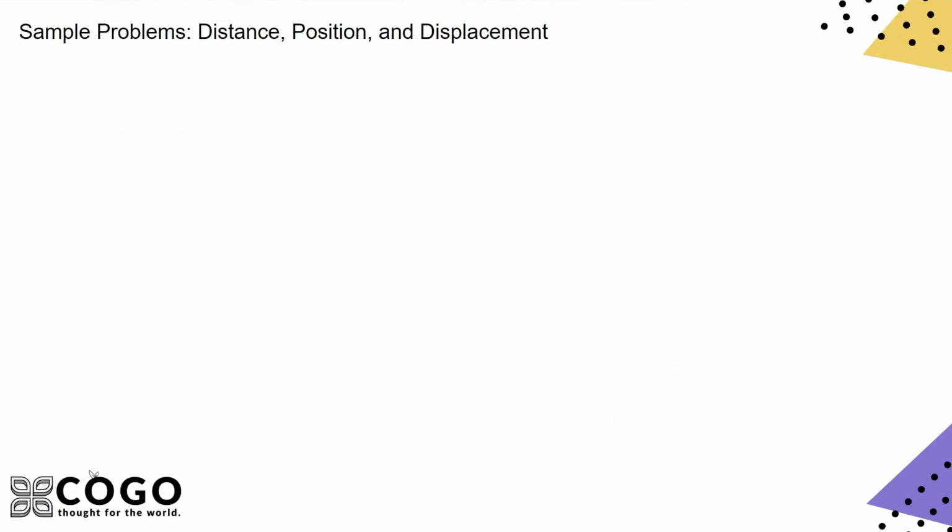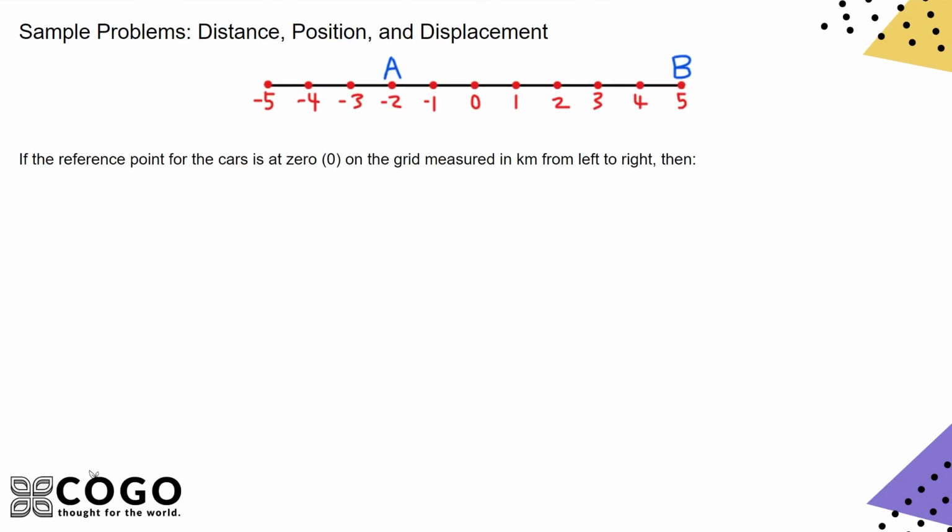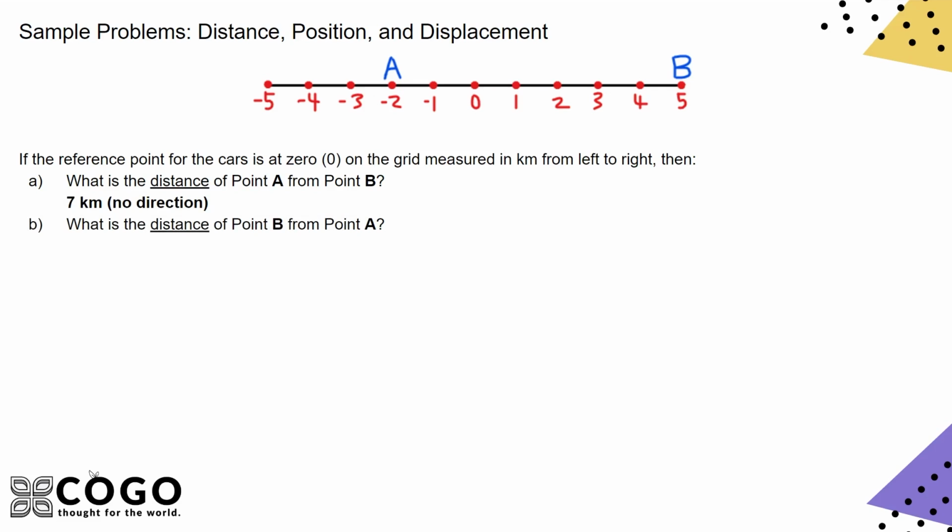Here's a quick sample problem for you to try. If the reference point for the cars is at 0 on the grid measured in kilometers from left to right, then what is the distance of point A to point B? Well, distance is a scalar quantity, so 5 minus -2 would be 7 kilometers without a direction. Now, what is the distance of point B to point A? Similarly, the distance would also be 7 kilometers without a direction because we are just taking the largest value and subtracting it by the smaller one, giving us the same value regardless of which point we are calculating from.